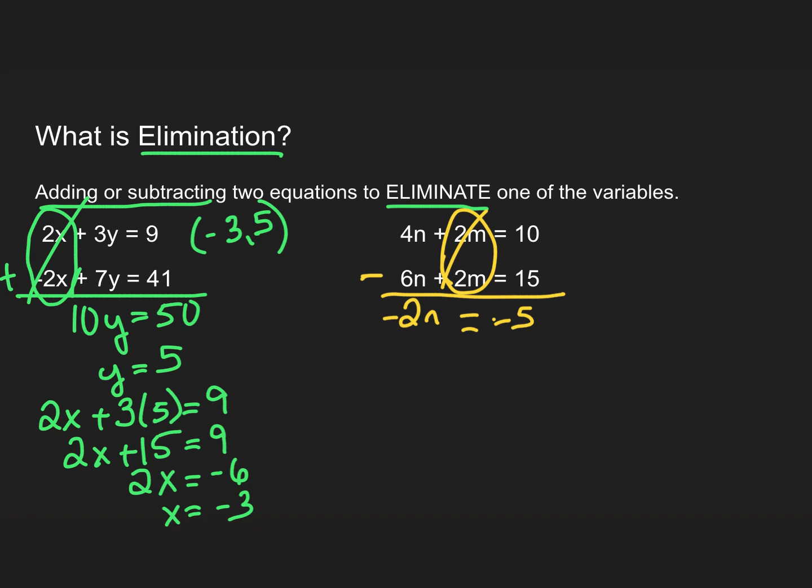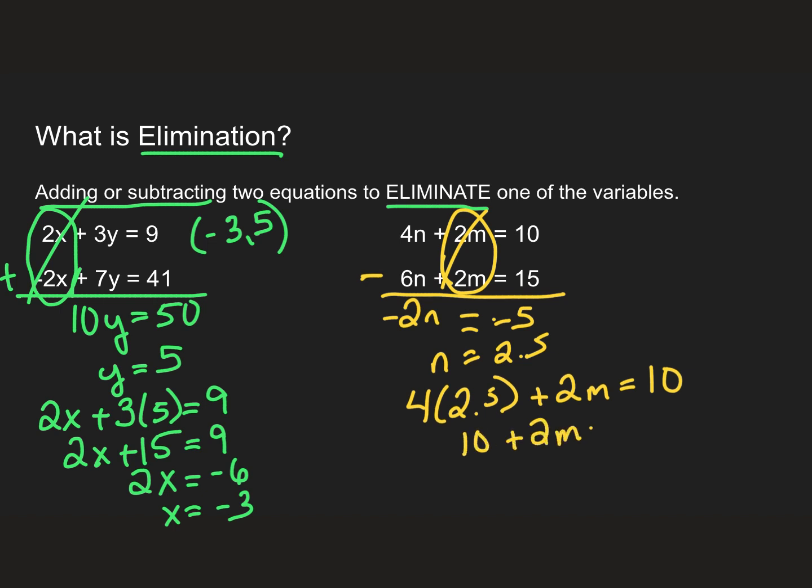So then I keep going on to solve it. Divide both sides by negative 2. I get n equals 2.5. So then I have to put that back into my equation. I have 4 times 2.5 plus 2m equals 10. 4 times 2.5 is going to be 10, plus 2m equals 10.